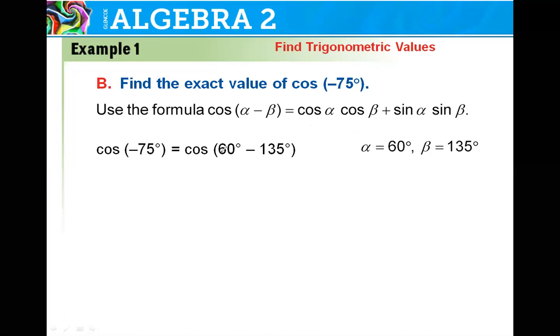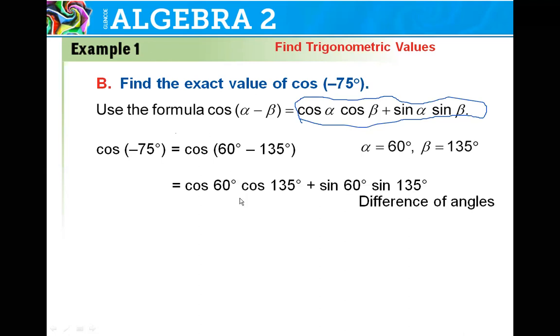Cosine 60 minus 135 will be equal to the rule. Substitute in the rule: cosine 60 multiplied by cosine 135, plus sine 60 multiplied by sine 135. Okay, it's right. So this is the substitution.